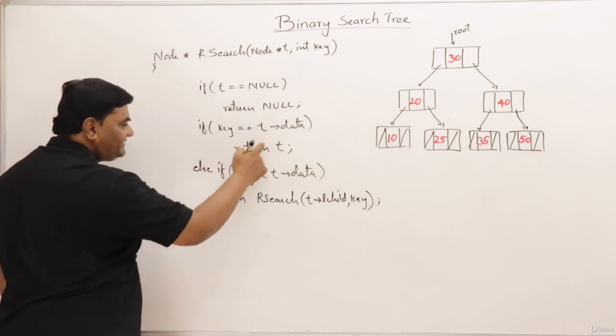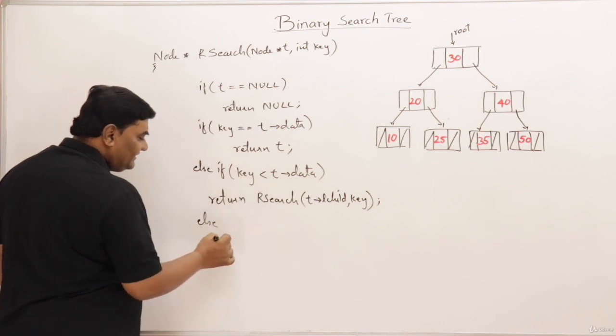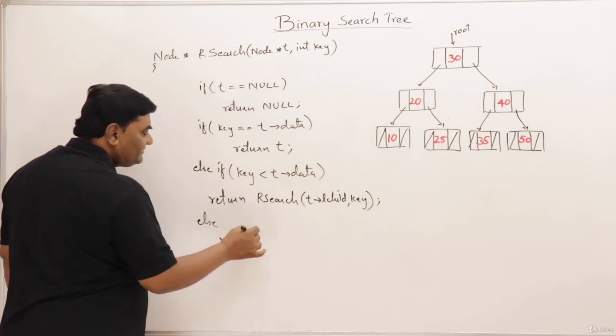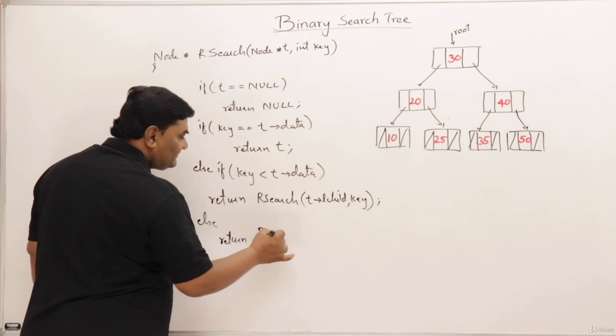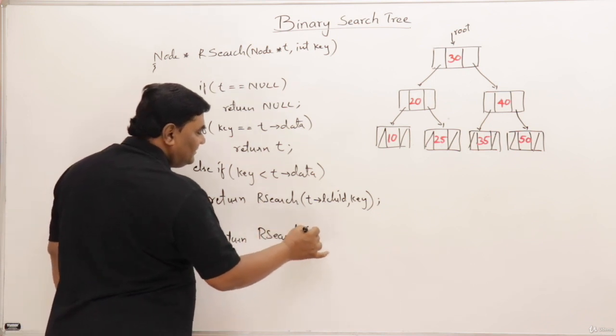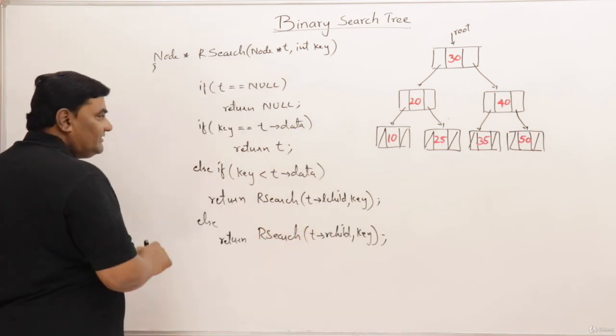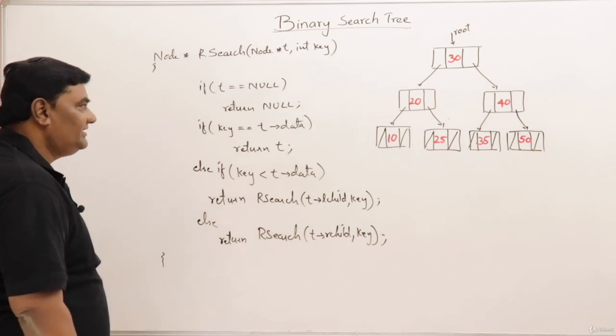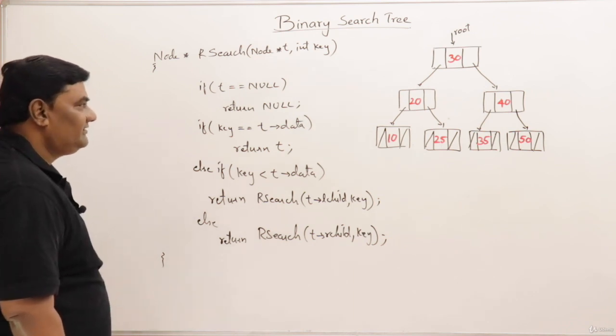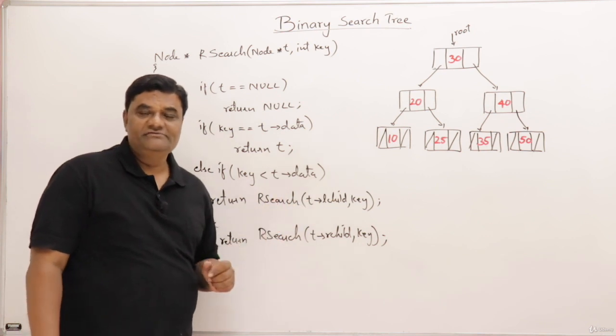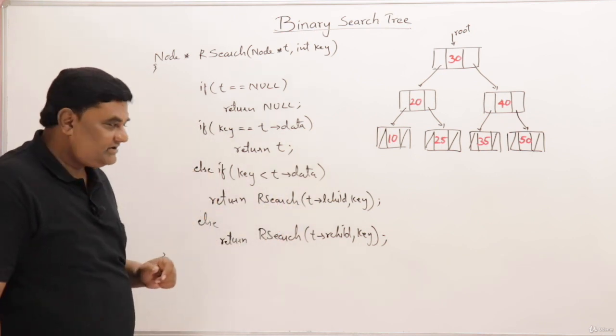Otherwise, it means it's not matching, it's not less, then definitely it is greater. So search in the right subtree. So this is a recursive function for searching in a binary search tree.